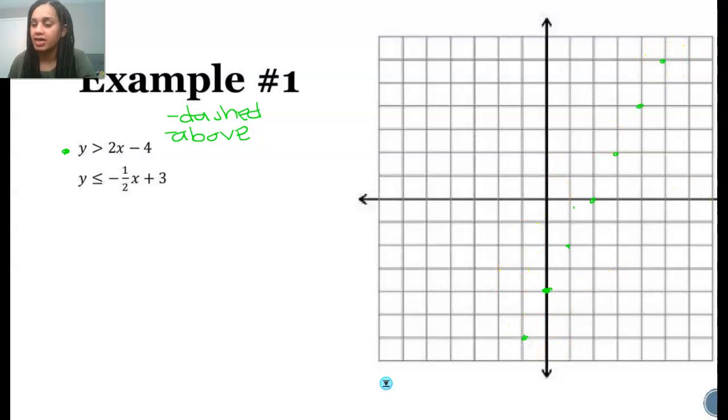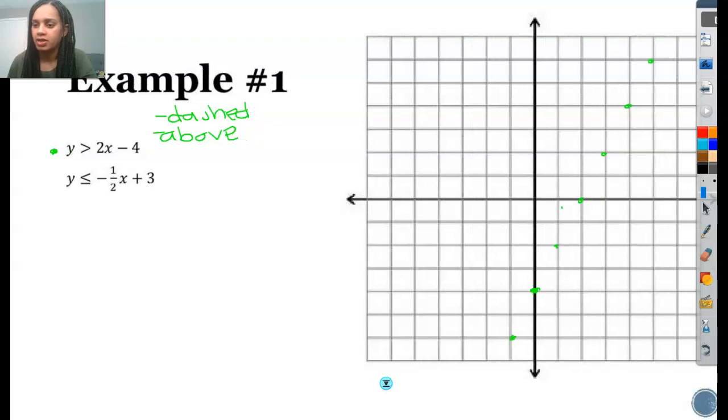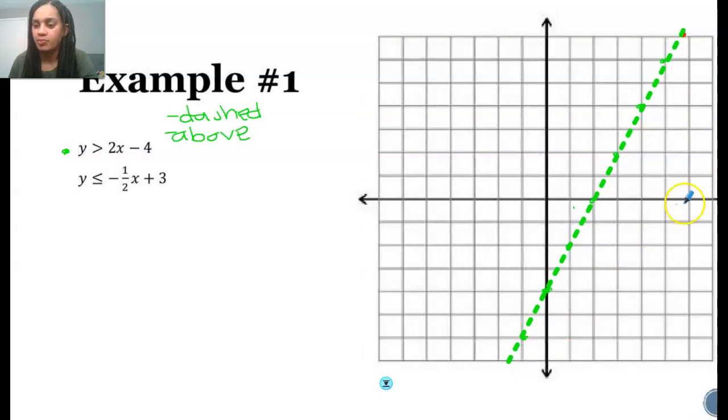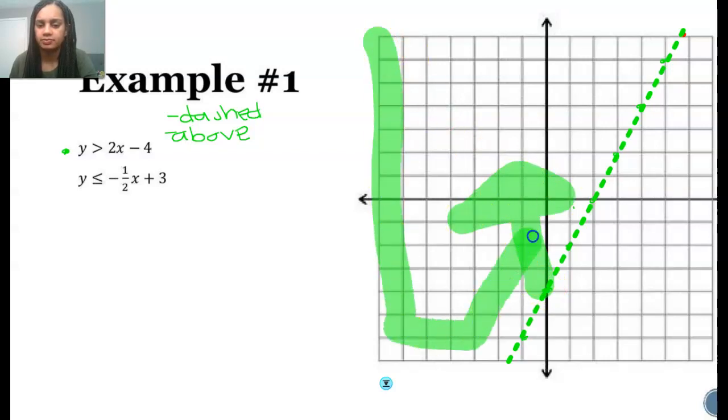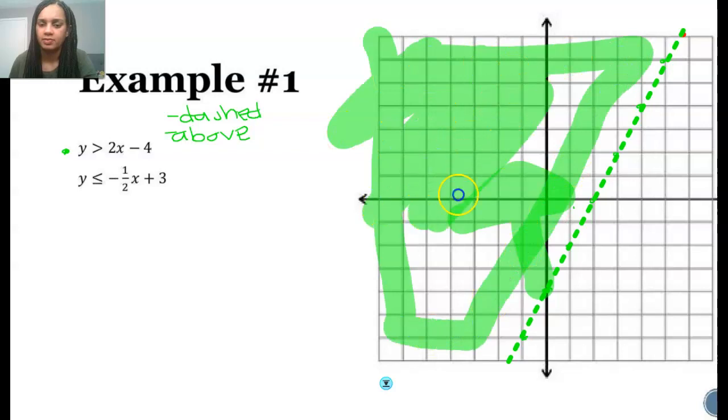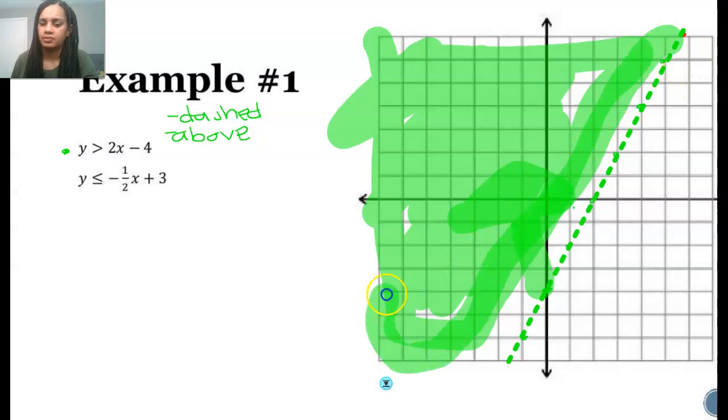And I noticed that my line is dashed, so let's make sure that we use a dashed line. Oh, I want to use the same color, which is green. And in this instance, I'm going to shade above the dashed line, or above the y-intercept of the dashed line. So that would be anything in this area. So all of that area there. All right, let's work on the next piece.